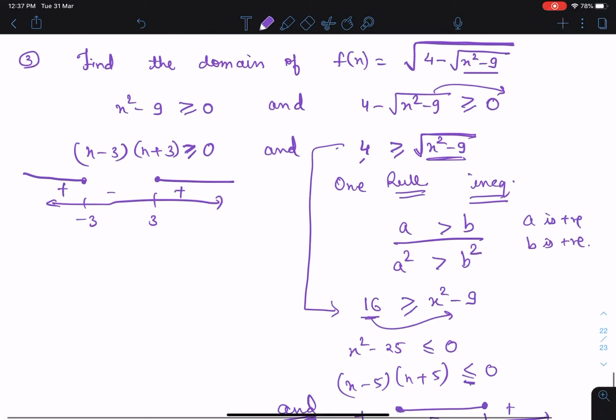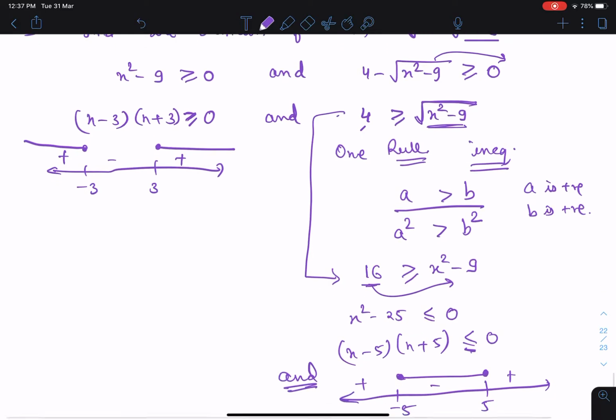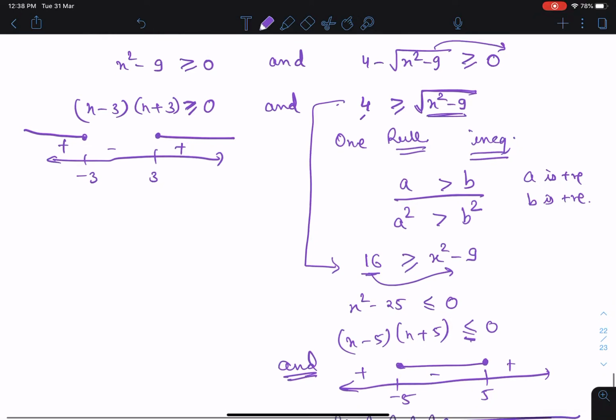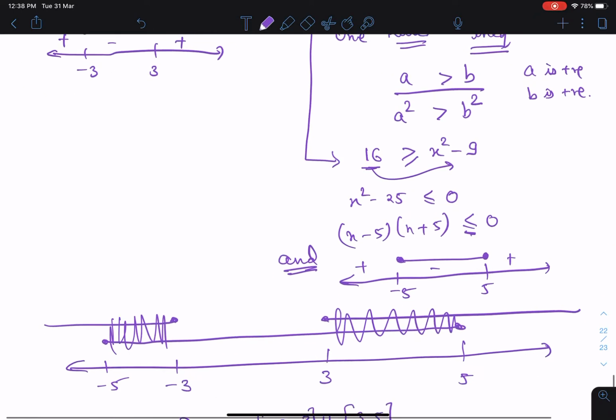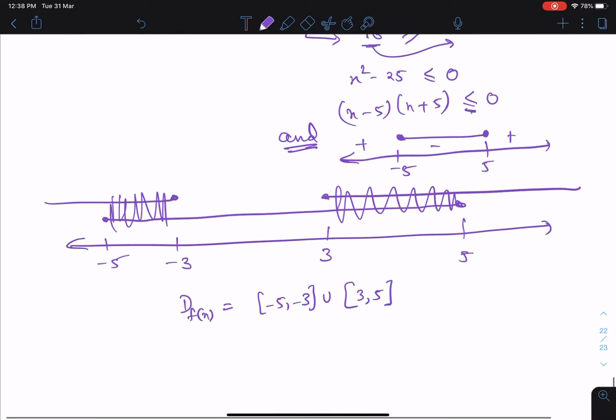I solved it simply. One more rule you have to remember: if a is greater than b and a and b both are positive, then a square will also be greater than b square. I applied this rule because 4 is positive and under root x square minus 9 is also positive, so you can square it and solve it. After solving, you got two solutions. You took the intersection of both and this is your final solution.